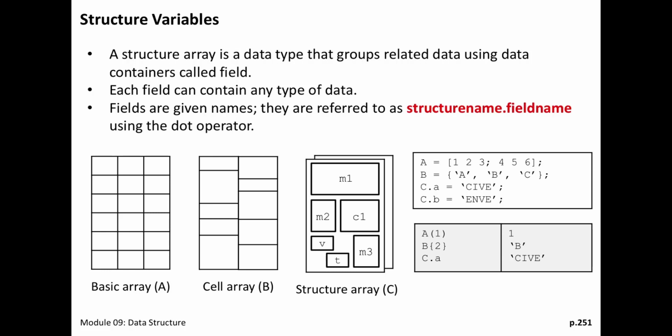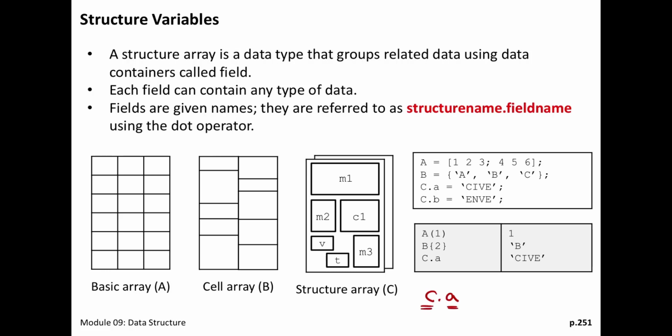Structure is another data type that can group the related data using fields. Structure is just grouping multiple variables as one single variable. Each field can contain any data type. The way of assigning the value and then reading the value are the same. So here, this is C.A. This is the structure variable, and A is a field.